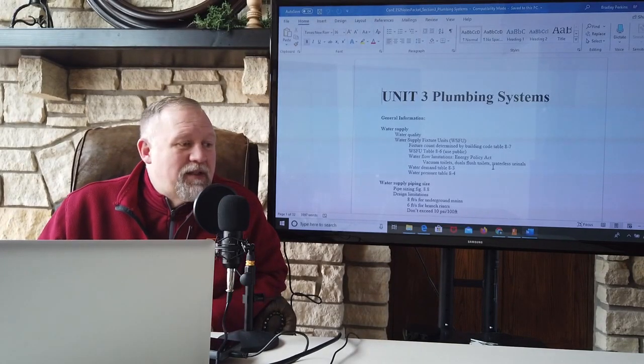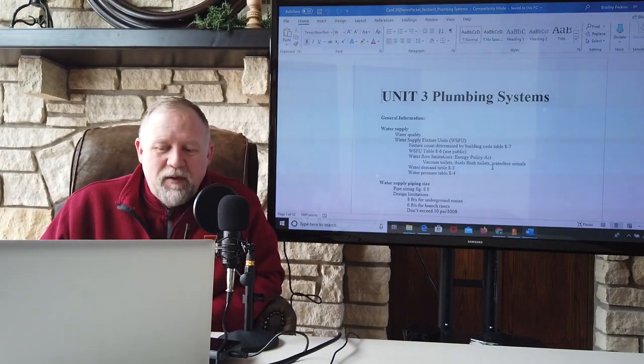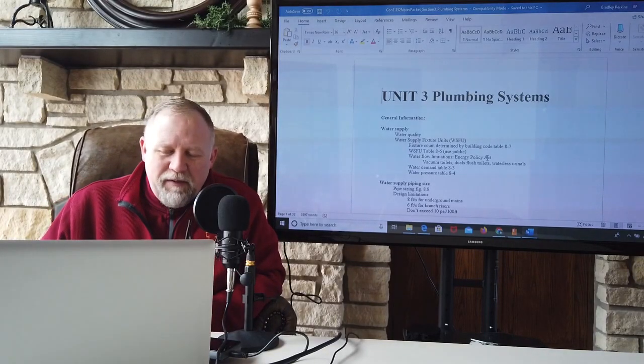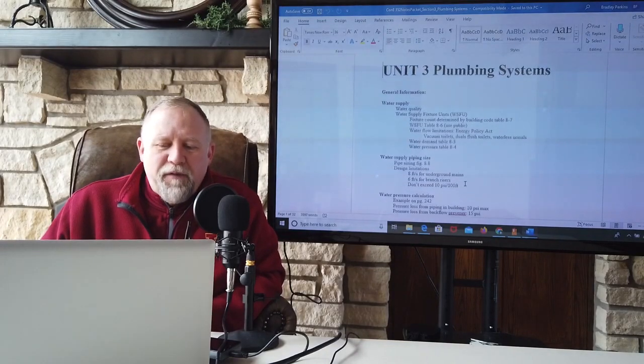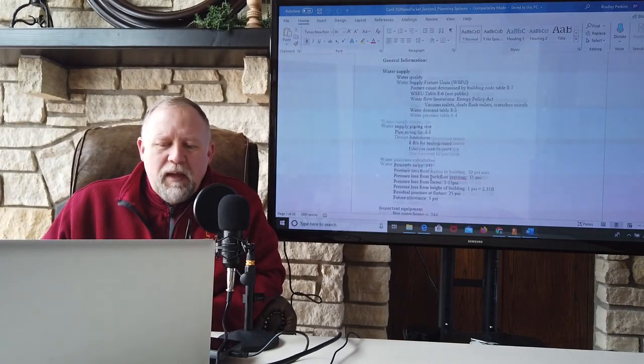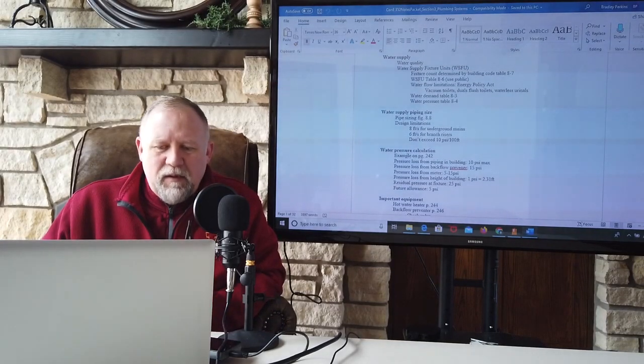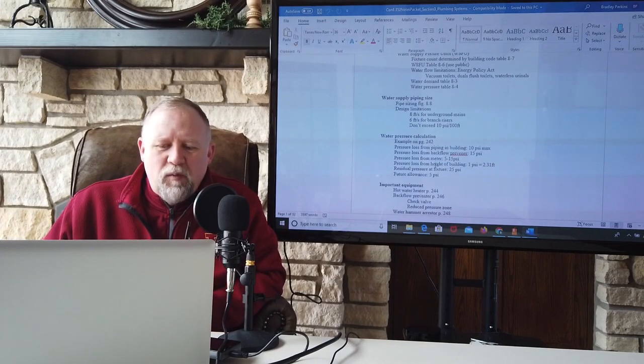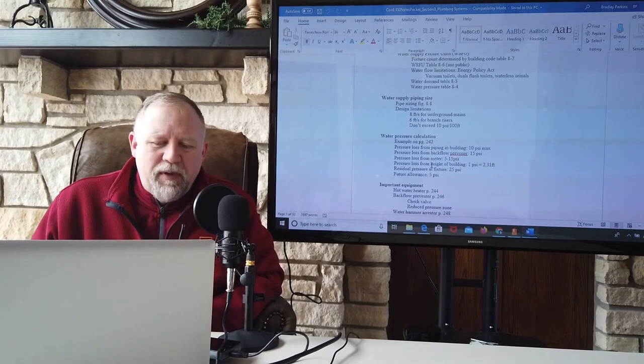This is that handout. It is on Canvas. If you've never downloaded this, please do. It kind of summarizes all of my lectures, so this is a good thing to follow. On the first page, see right here, where it tells you the design limitations: 8 feet per second for underground mains, 6 feet per second for branch risers. And then it gives us water pressure calculation rules right below that, and we'll look at an example in a second.